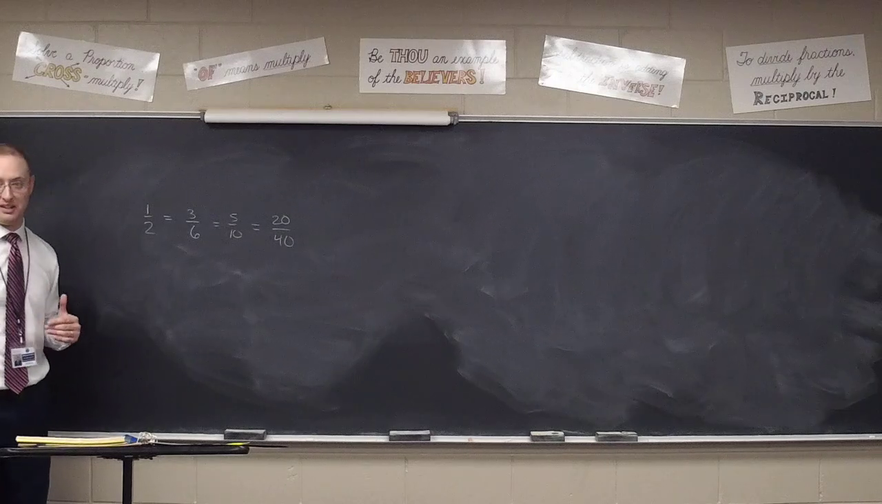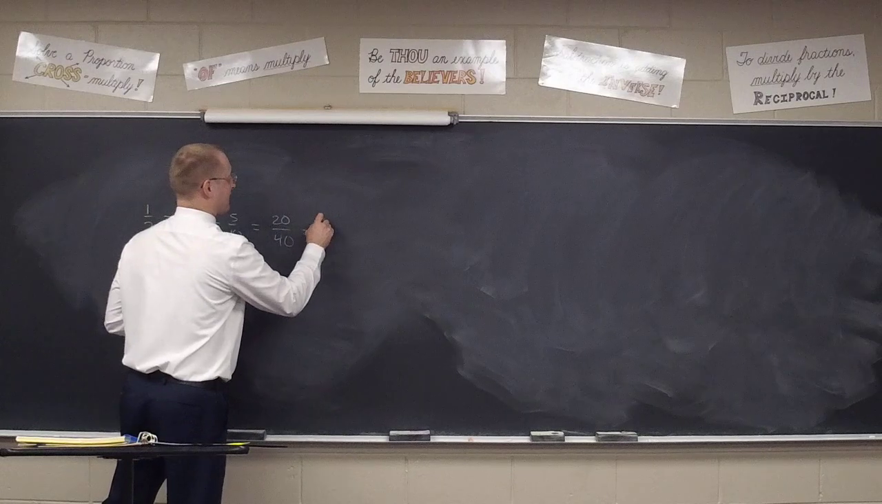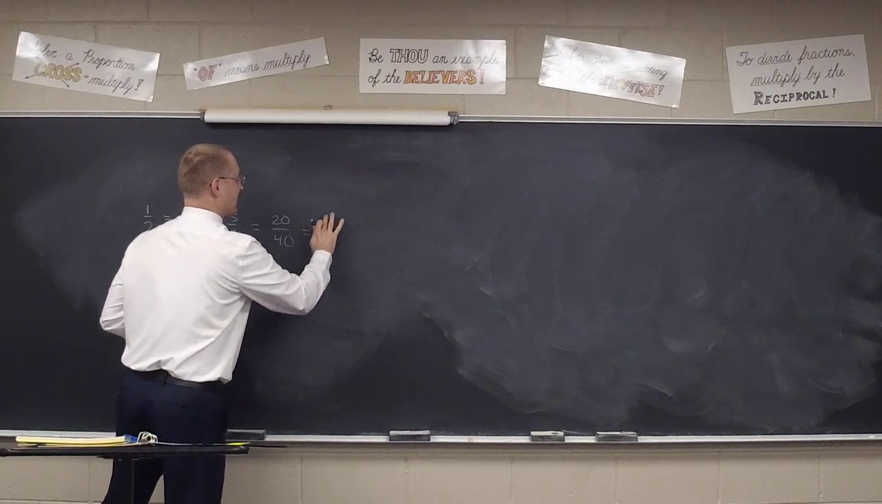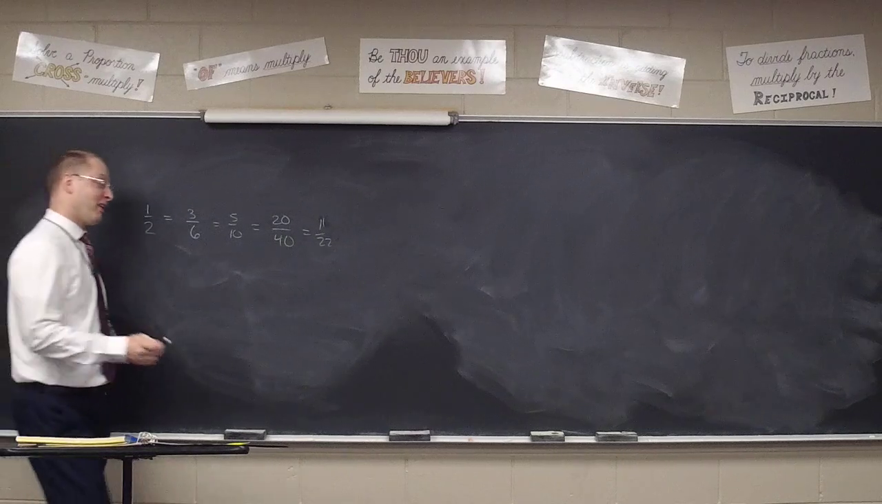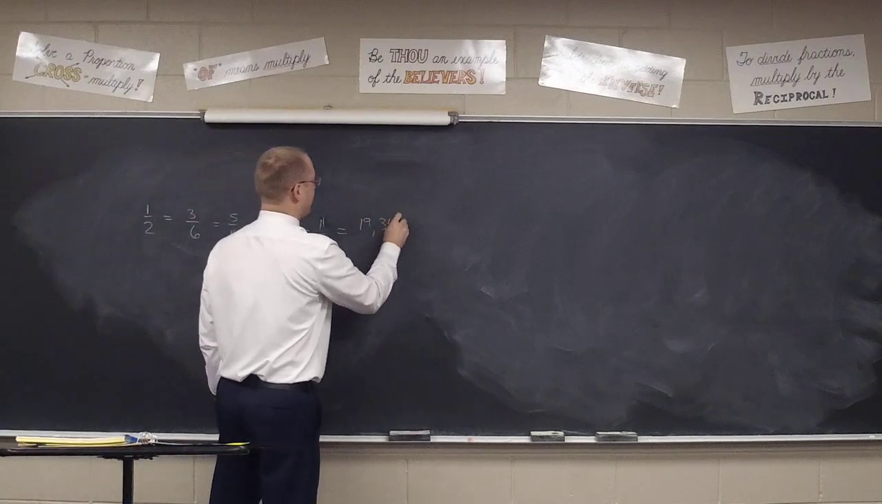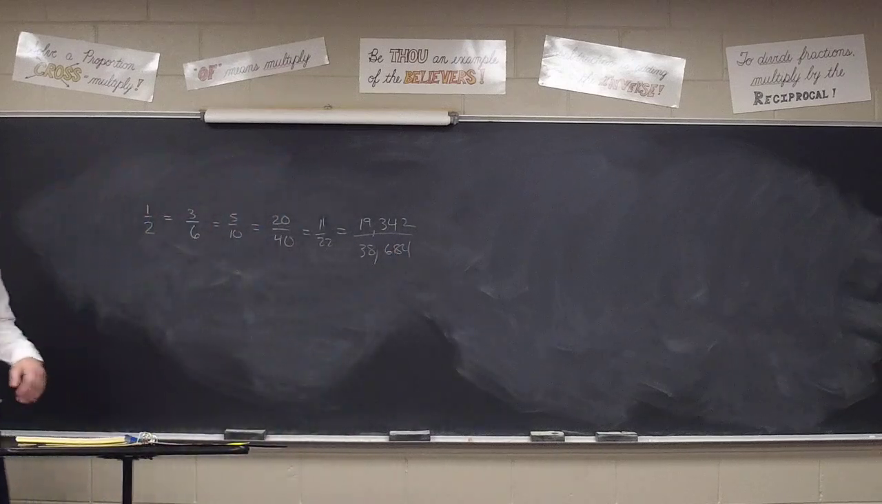Jalen, you wanted to have one? What did you want to multiply top and bottom by? 11/22. You wanted to multiply top and bottom by 11 to get 11/22. I was waiting for somebody to be like, 19,342 over 38,684. Fine, whatever, smart Alec. Okay, but technically that would be an equivalent fraction, wouldn't it?